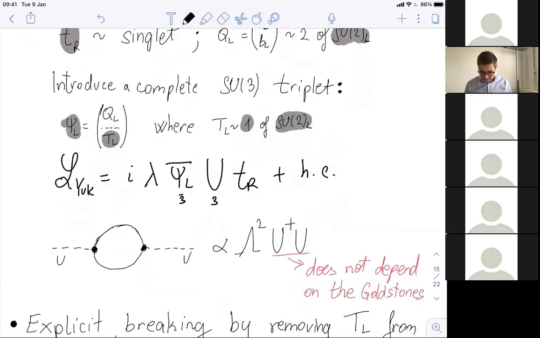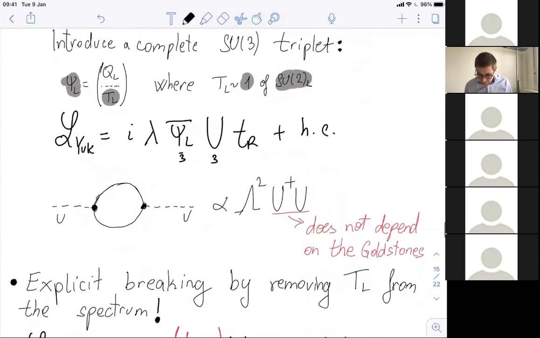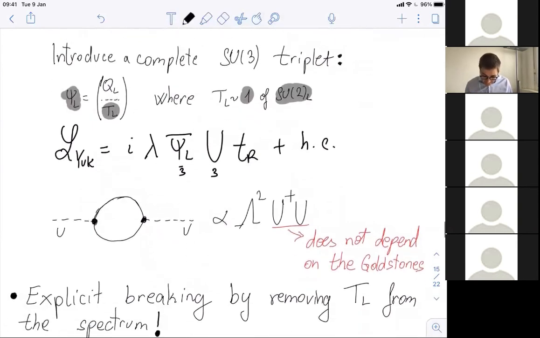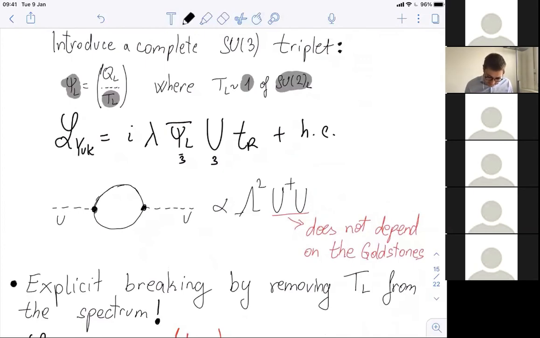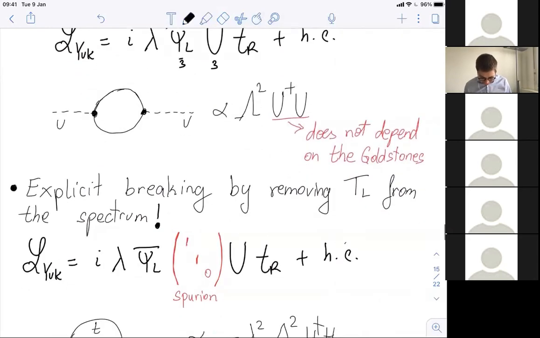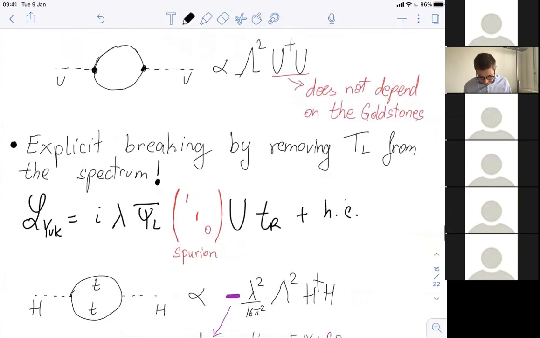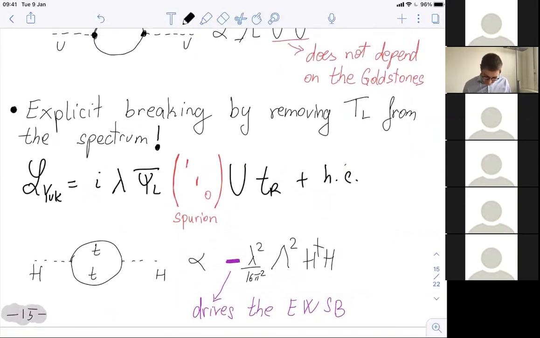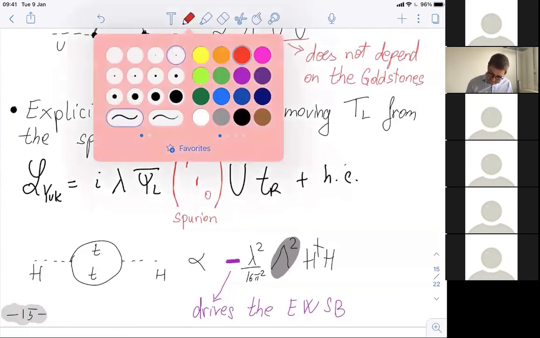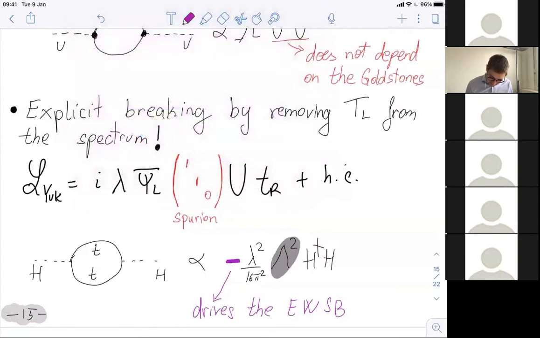And therefore, these interactions, because in this form they don't break the global group, this has to be proportional to U dagger U, and U dagger U does not have Goldstone bosons. So Goldstones will not receive a mass. However, we explicitly break this just simply by removing this field. How do you remove this field? Well, there is this spurion. 110, it will project, it will take one component, the component we have, left-handed top and left-handed bottom. And with this spurion, we then generate a non-trivial potential for the Goldstone, for the Higgs. In particular, the top loop will give you this correction, which will be proportional to the composite strong scale. And the important thing is that there is this minus sign for the mass term. This minus sign is very important.